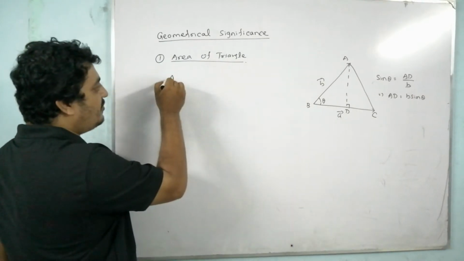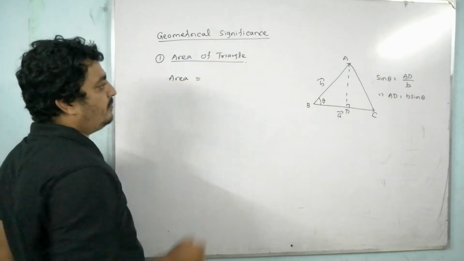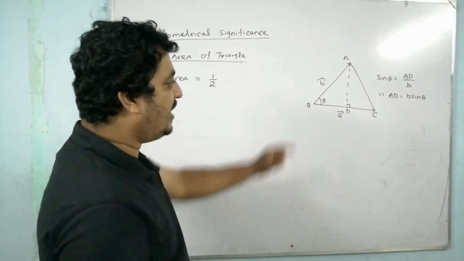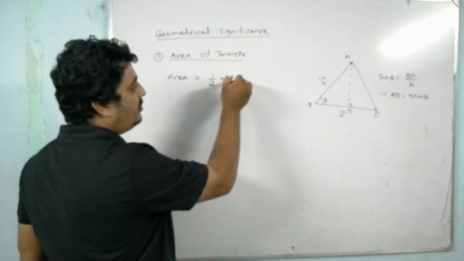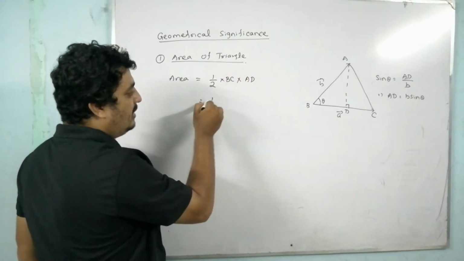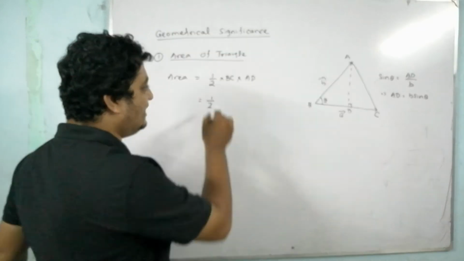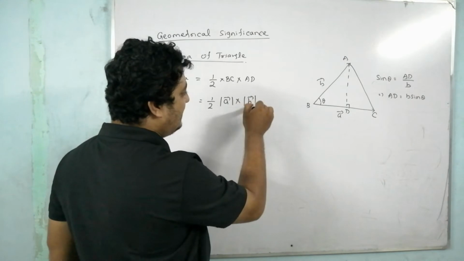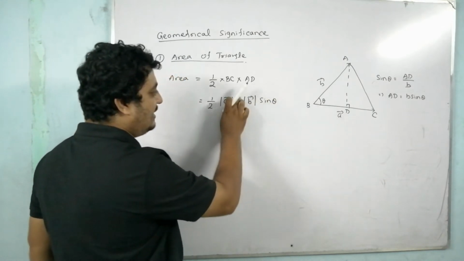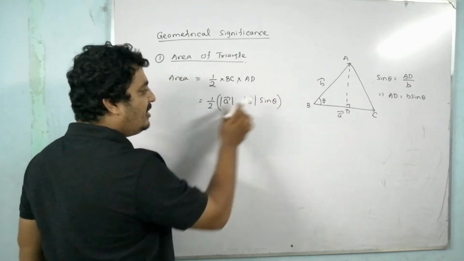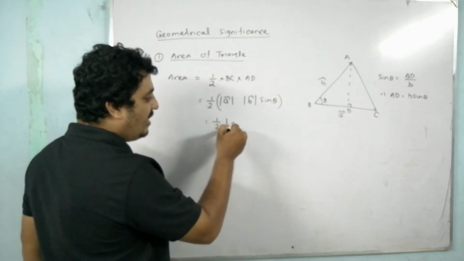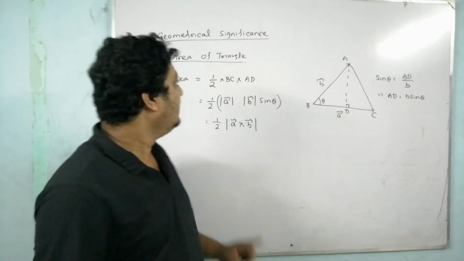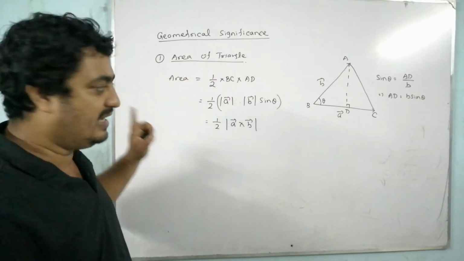Now, area of the triangle will be, from this triangle we can write its area is half into base into height, half into BC into AD. Now it is equal to half into BC, which is the magnitude of A, into AD equal to B sine theta, that is mod of B into sine theta. Now this is A cross B, so area of the triangle equal to half into mod of A cross B. This represents area of triangle.